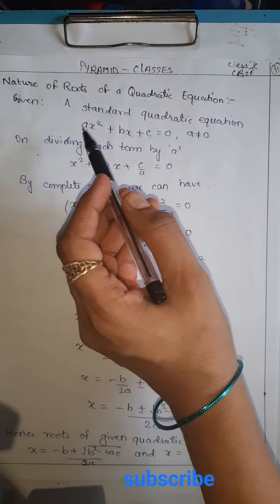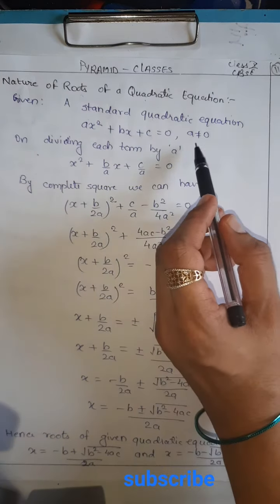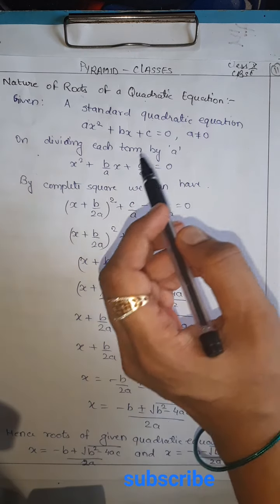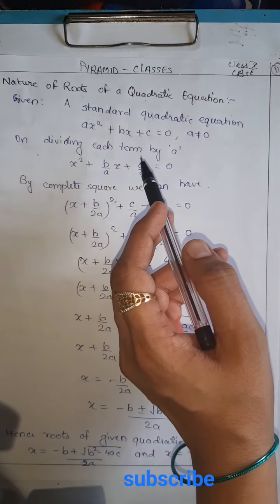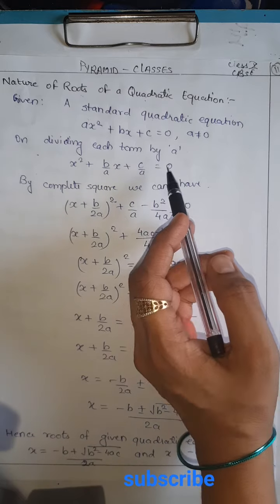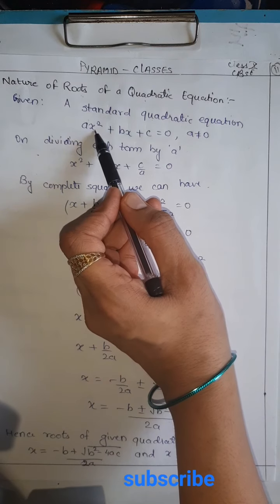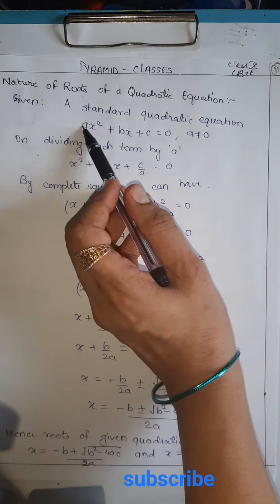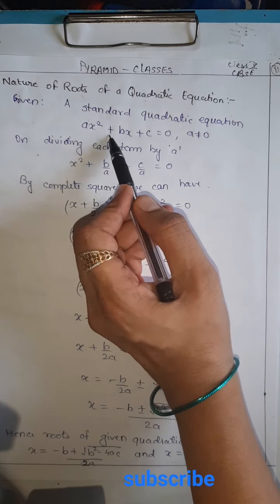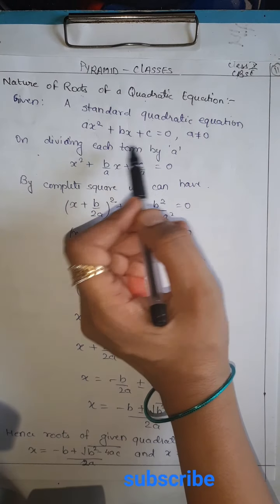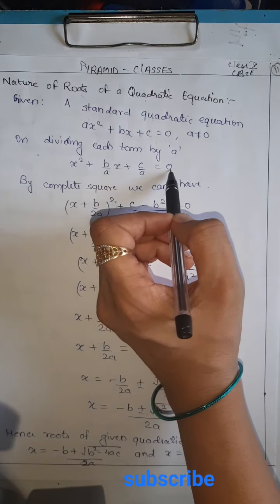Let's see. The standard form of a quadratic equation, as we know, is ax square plus bx plus c is equal to 0, where a is a non-zero quantity and a, b, c are real numbers. First of all we have to convert this into a perfect square, as we taught in the last video. You can check it out. For a perfect square we should always have the coefficient of x square as 1, but here it is a. So we will divide each term by a. Then a by a will cancel out, and we will get x square plus b by a x plus c by a is equal to 0.